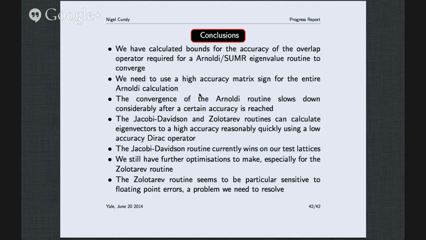There's not much difference between the two. We've still got quite a few optimizations we can make, especially for Zolotarev. It seems to be particularly sensitive to floating point errors, and that's the main problem we need to resolve.